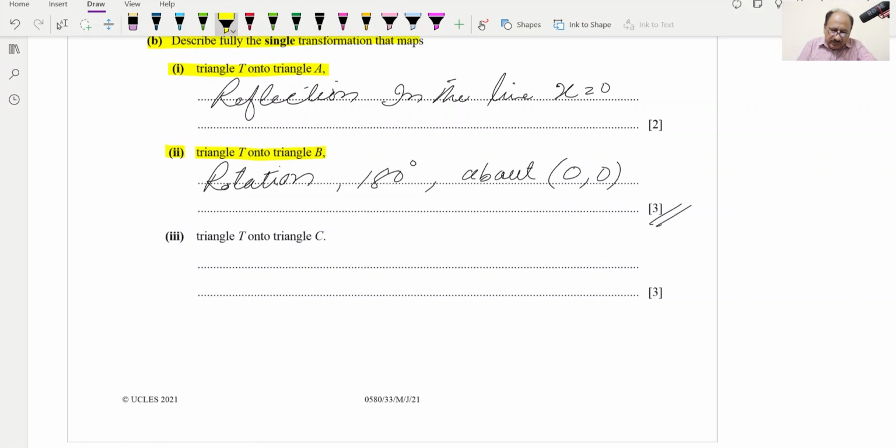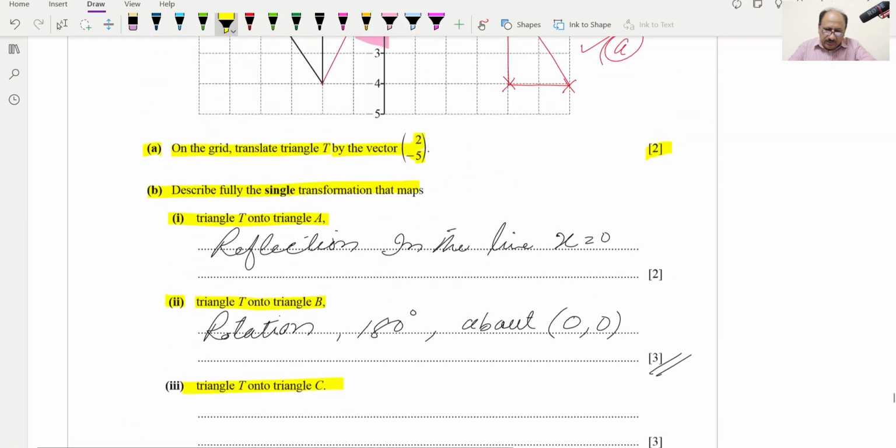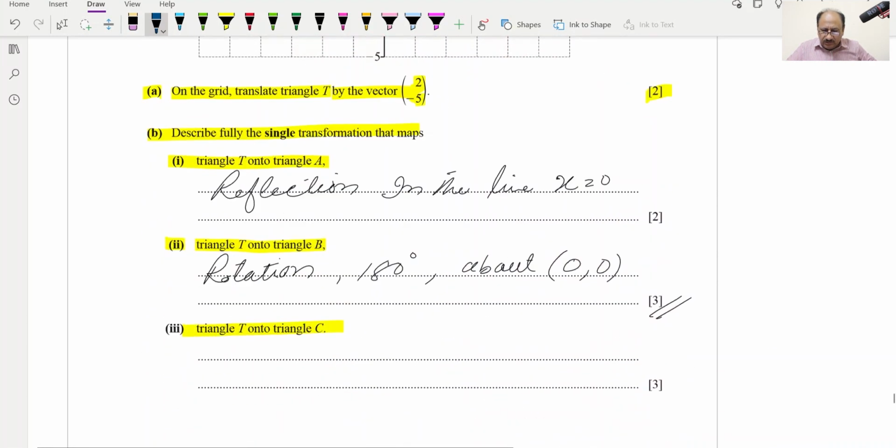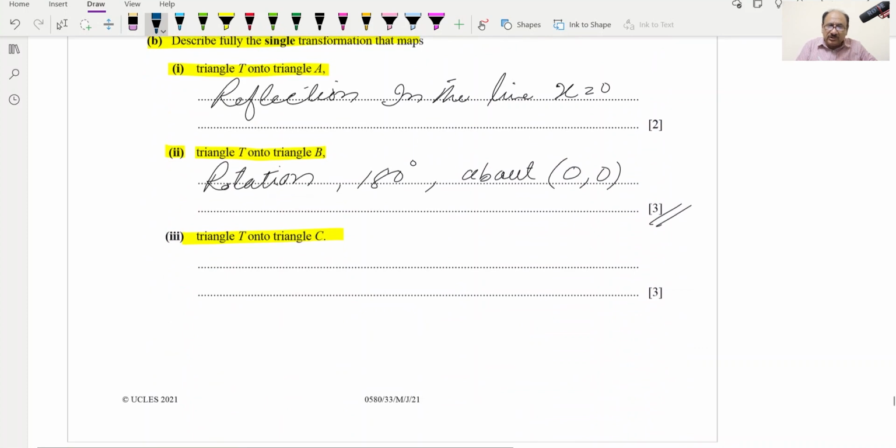Now part 3, triangle T onto C. T onto C. So T onto C, we can see this is basically an enlargement by scale factor 1/2. This is half of this other one. So if we check the base of C is 1 unit, base of T is 2 units, and height of C is 1.5 unit, and height of T is 3 units. So it's enlargement by scale factor 1/2, and origin is 0 0. Origin is basically center of enlargement.